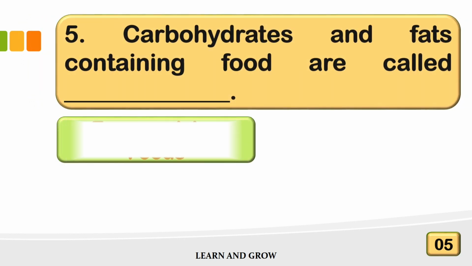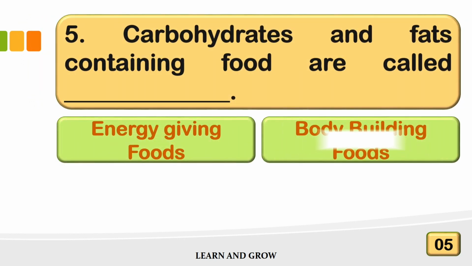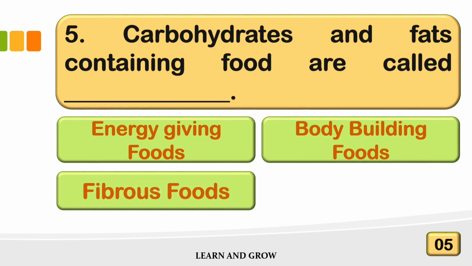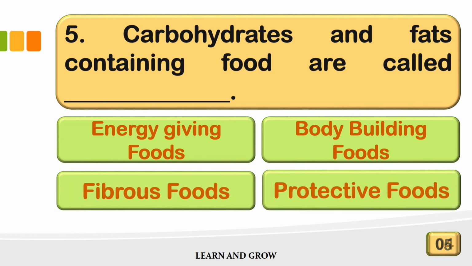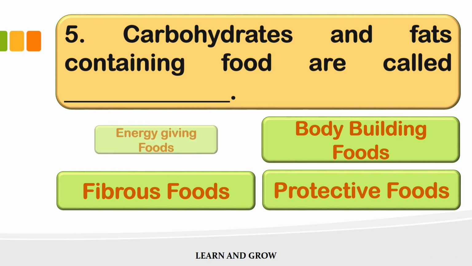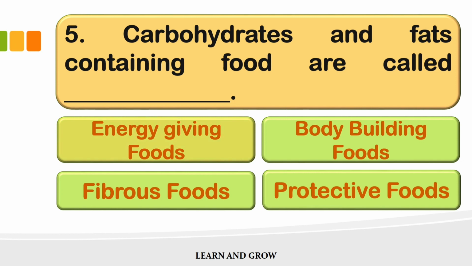Carbohydrates and fats containing food are called ___. Option A, energy giving foods, B, bodybuilding foods, C, fibrous foods or D, protective foods. The right answer is option A, energy giving foods.